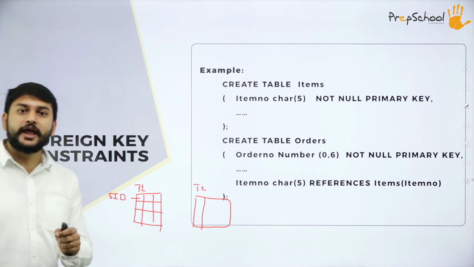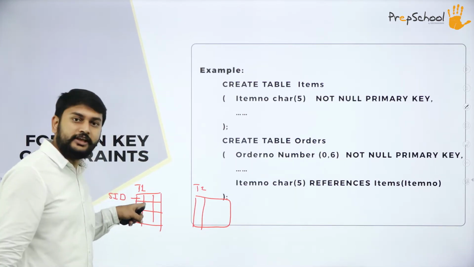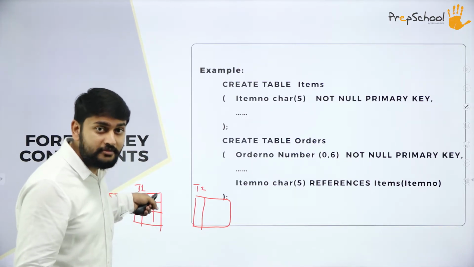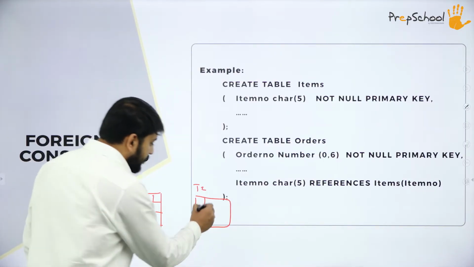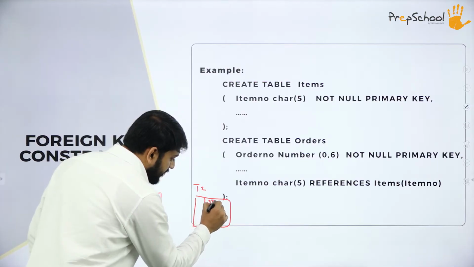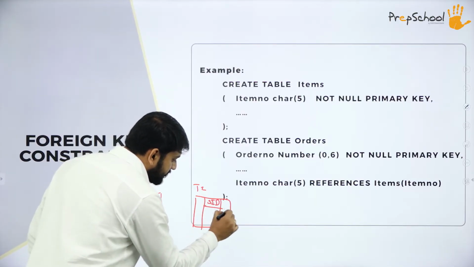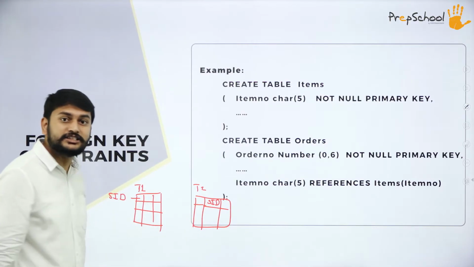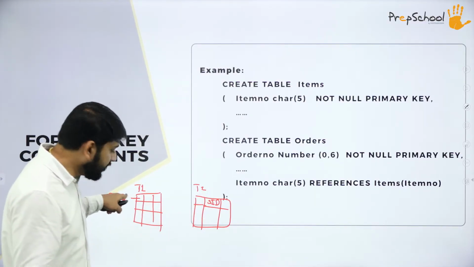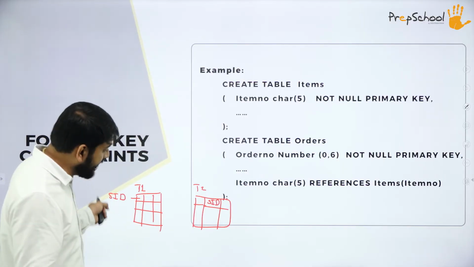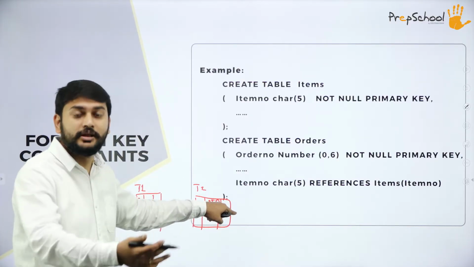SID is a primary key of T1 table. If I use the same column name here, SID, what will happen? This SID will be treated as foreign key. Primary key of one table will be treated as foreign key in some other table.